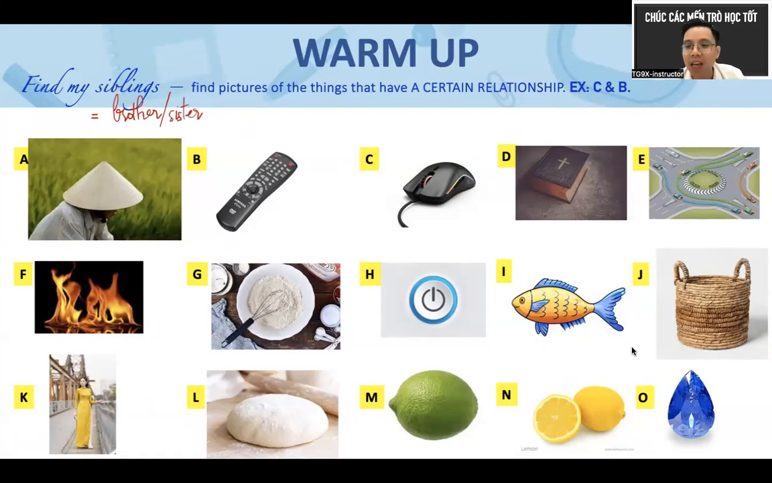So it means you need to find two pictures that refer to things that have a certain relationship. Any relationship. For example, C and B. What is the relationship between B and C? They are electronic devices. Yes, very good. They are electronic devices. Very good, Ando. You said what I thought, right? But I have another explanation for this.